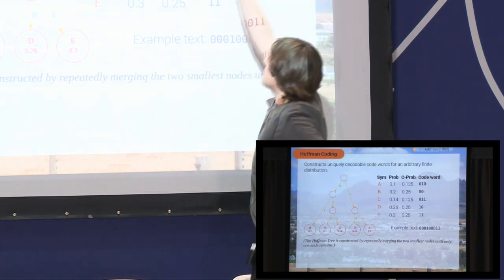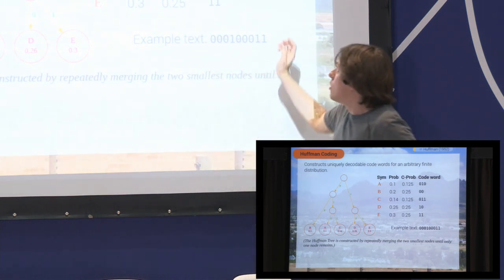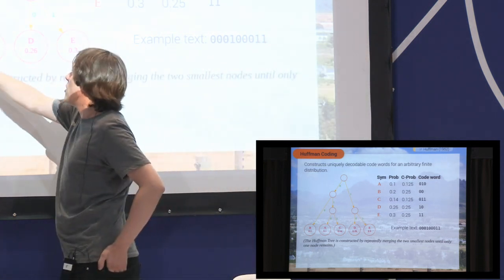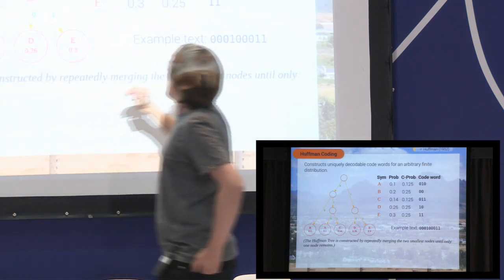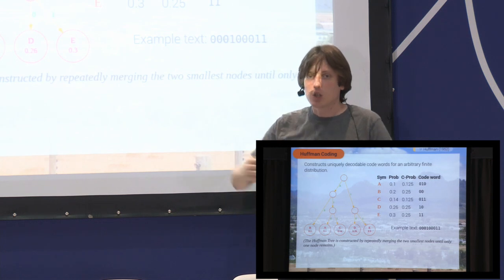So we remove them from the table, and add that back into the table. At that point, the two lowest ones will be the combined node that is now 0.24 in mass, and B, which has 0.2. These are now the two lowest ones. So we join them up.